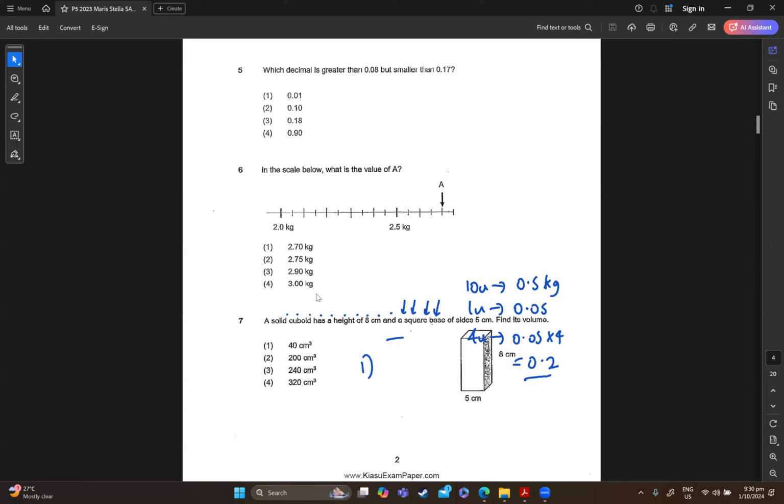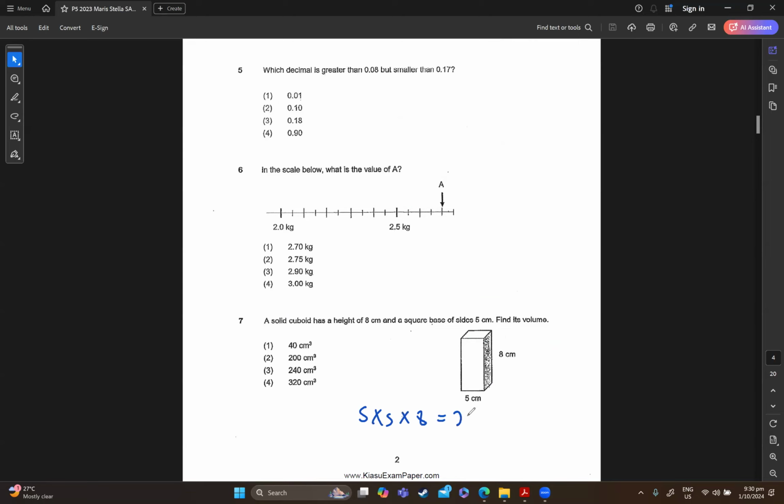Okay, question 7. A solid cuboid has a height of 8 cm and a square base of sides 5 cm. Find its volume. Okay, so for this one just take 5 times 5 because the base is a square. Then multiply by 8. So you will get 200 cm cubed. So that is option number 2.